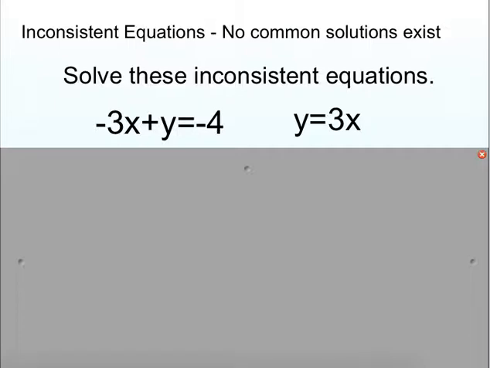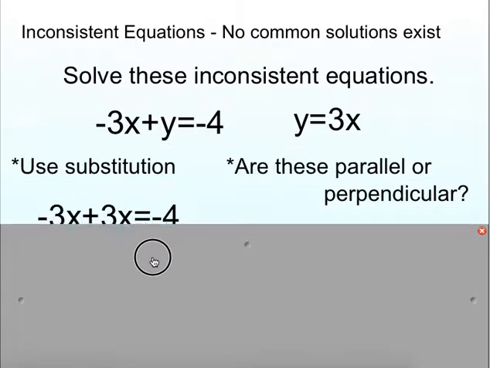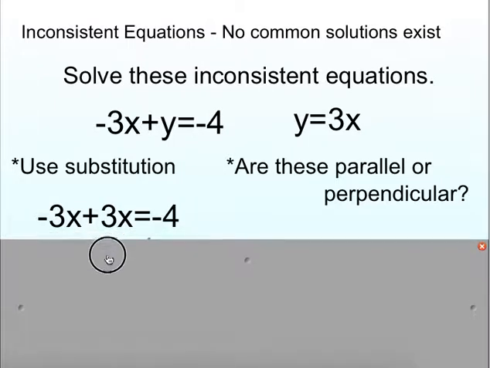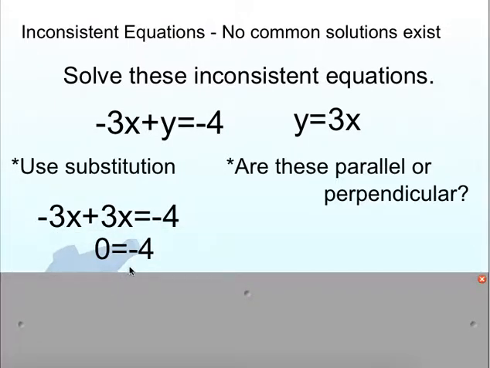So let's first look at inconsistent systems. This is when no common solution exists, so we need to solve these inconsistent equations. Like we've done in the past, we could use substitution here. If y equals 3x, I'm going to plug in this 3x where I see it in the other equation. If I plug that in, I have negative 3x plus 3x is equal to negative 4. Well, negative 3x plus 3x is just 0, and 0 equals negative 4? No, that's not true. So just like we would solve an equation, we would say 0 does not equal negative 4. No solution exists.